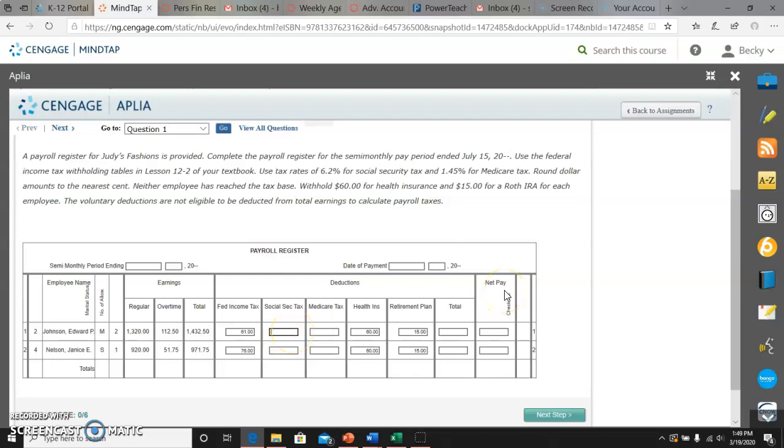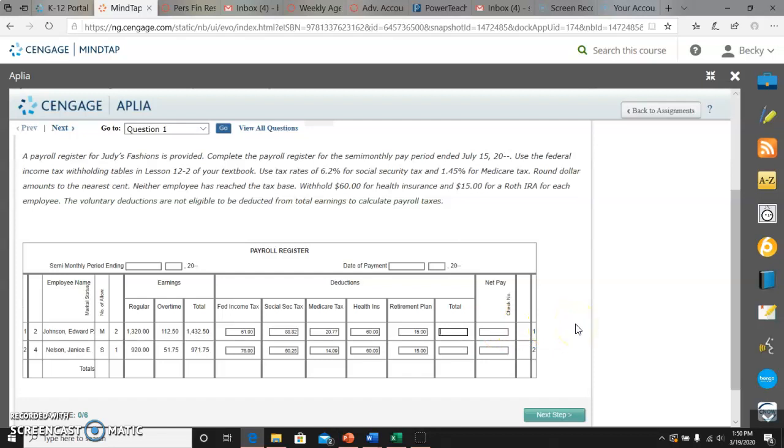So let me go ahead and put those amounts in. We've got 88.82 for Edward and 60.25 for Janice. And then we got Medicare of 20.77 and 14.09 for Janice. So you might want to make sure that if you recompute those, you would get the same numbers.